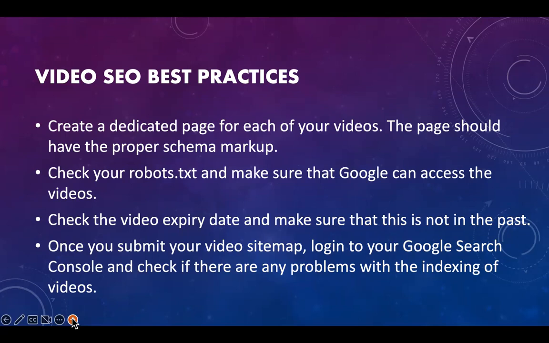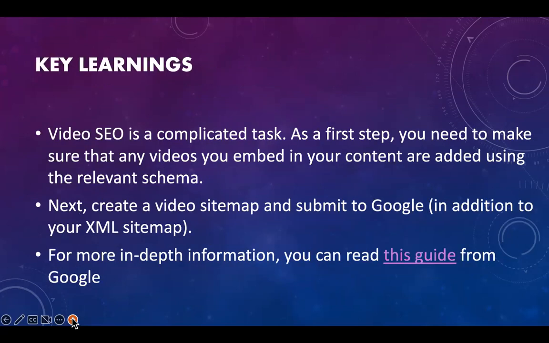Once you submit your video sitemap, log into your Google Search Console and check if there are any problems with indexing the video. So what are some of the key learnings from video optimization and SEO? Number one, video SEO is a complicated task. As a first step, you need to make sure that any video you embed in your content is added using relevant schema. Next, create a video sitemap and submit it to Google in addition to your XML sitemap.